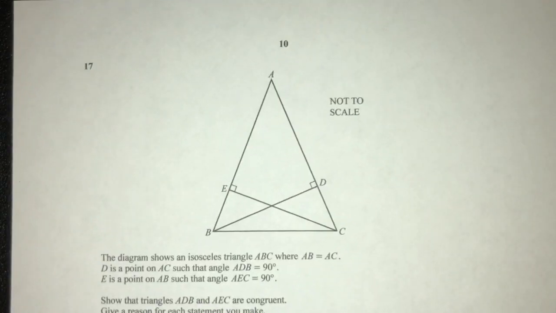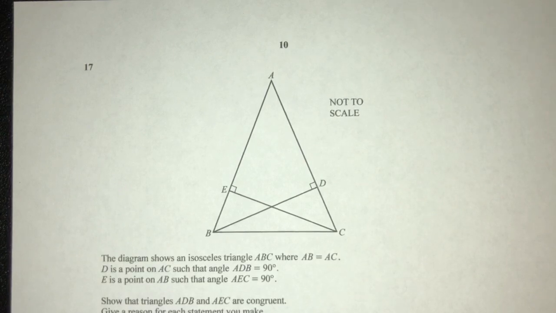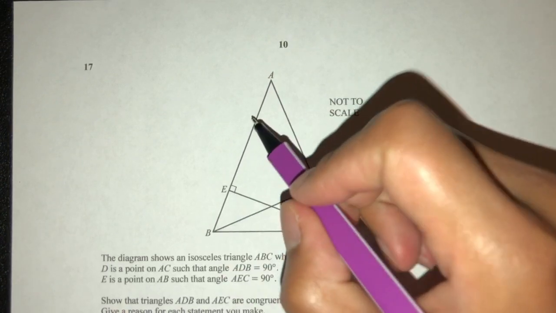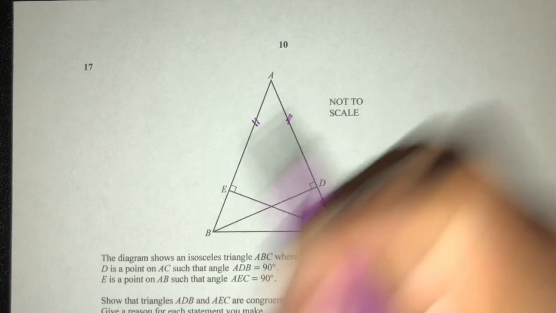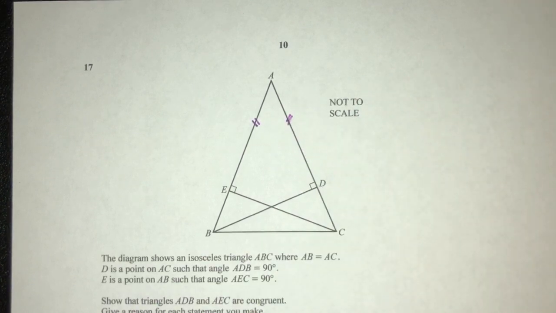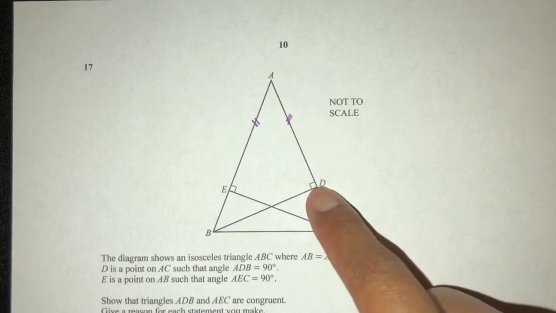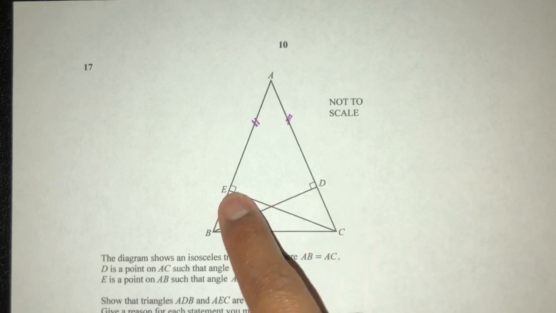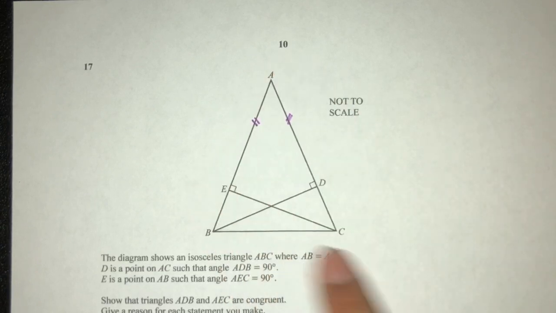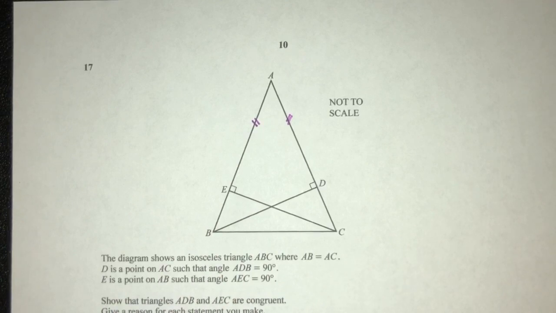Now let's move on to question number 17. So here what do we have? The diagram shows an isosceles triangle, which means two sides are the same, right? Triangle ABC where AB is equal to AC. D is a point on AC such that angle ADB is 90, and E is a point on AB such that angle AEC is 90 as well. Okay, fair enough.